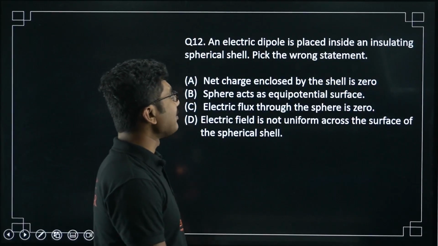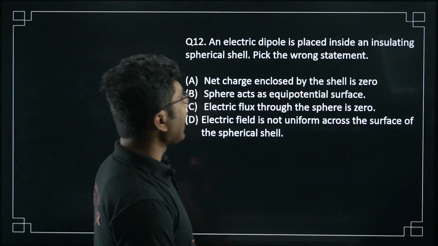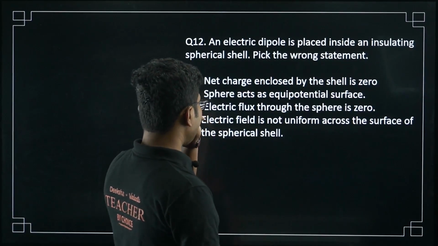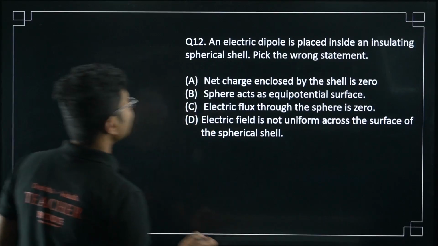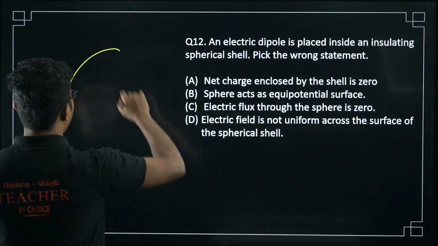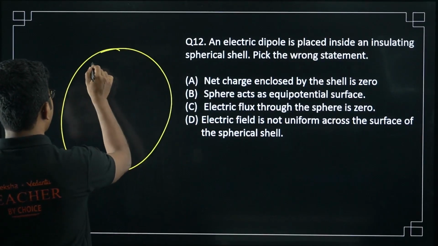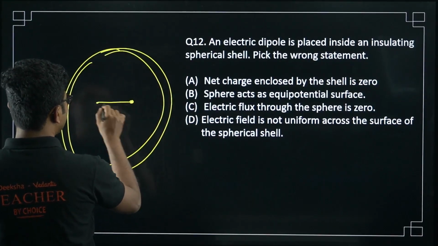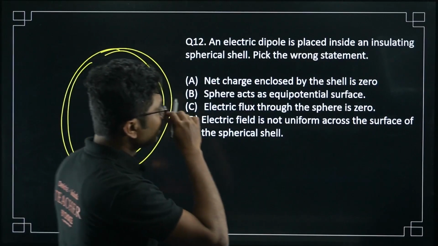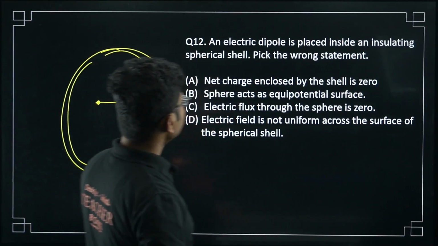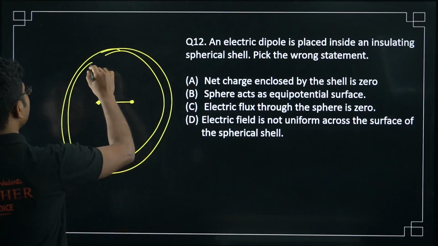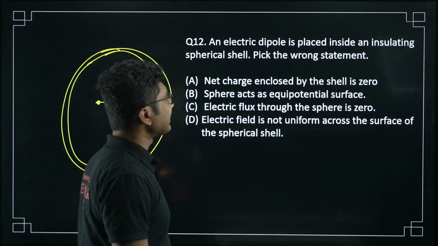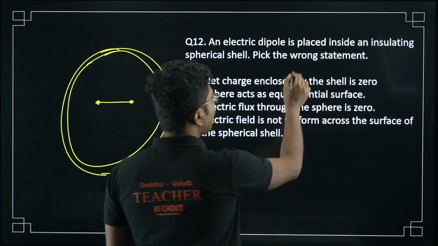An electric dipole is placed inside an insulating spherical shell. Pick the wrong statement. So an electric dipole is placed inside this shell, which is an insulating material. The first statement: net charge enclosed by the shell is 0. So we have to find the wrong statement.